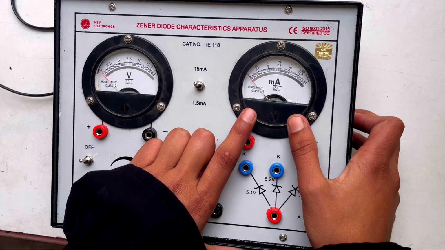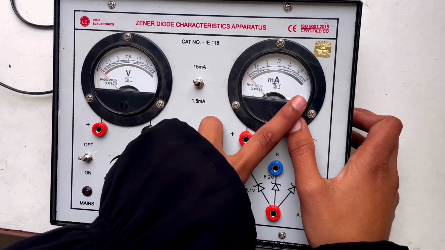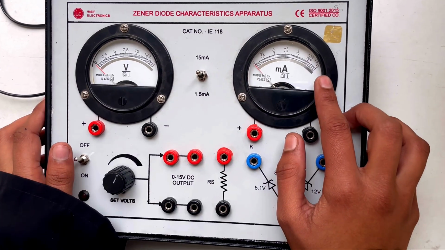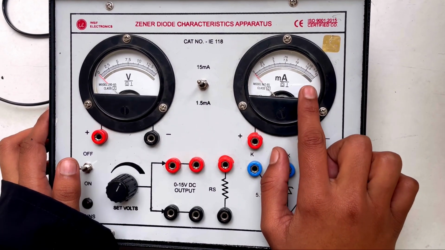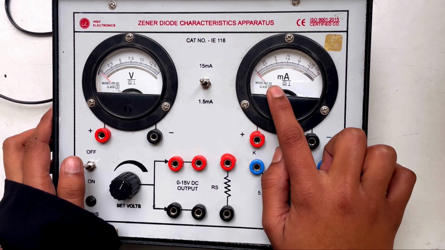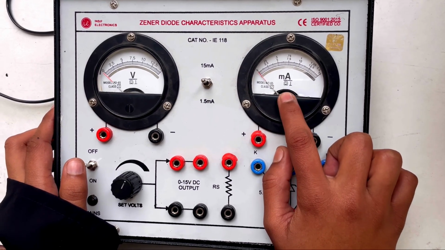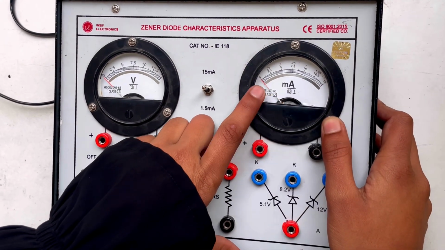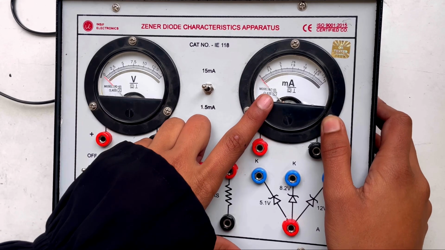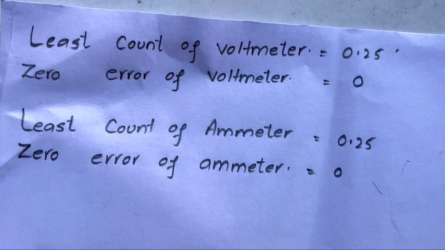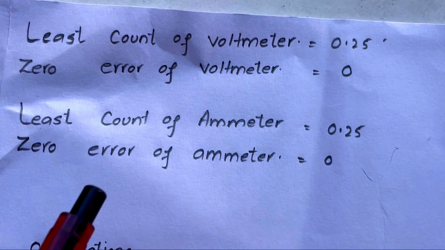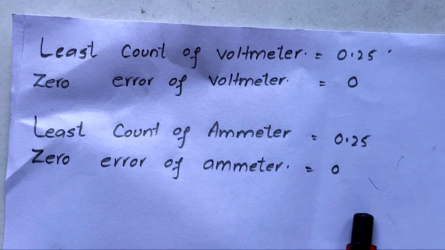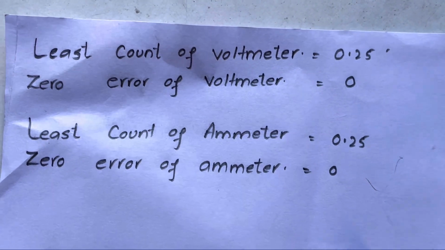Least count of the milliammeter: here we are also finding range divided by total number of divisions in it. Here our range of the milliammeter is 15 and the divisions in it are 60. So the least count of the milliammeter is 0.25 itself. Before connecting it, the needle of the ammeter is at 0, so the zero error of the milliammeter is 0 itself. Least count of the voltmeter is 0.25 volt, zero error of the voltmeter is 0, least count of the ammeter is 0.25 ampere and zero error of the ammeter is 0.